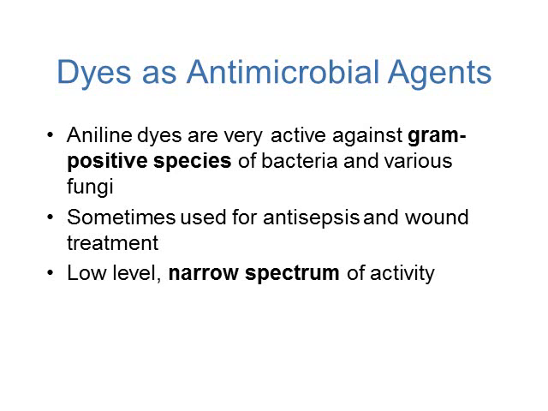The ninth type of chemical agent is dyes. There's aniline dye, which is used against gram-positive species of bacteria and some fungi. Aniline dye can be used on skin, so it's a type of antiseptic, and it can also be used in wound treatment. It's a very low-level antimicrobial agent, and it has a narrow spectrum because it only works on certain types of bacteria, so the gram-positive bacteria.